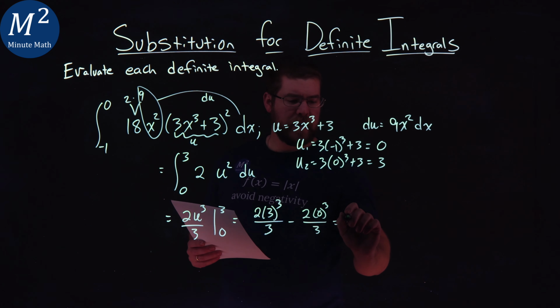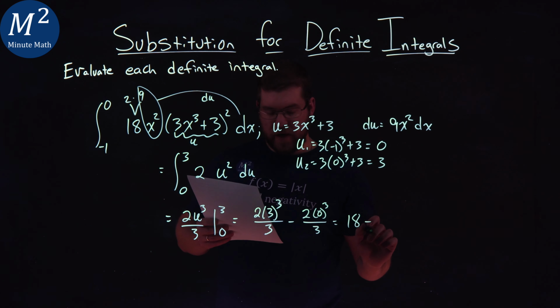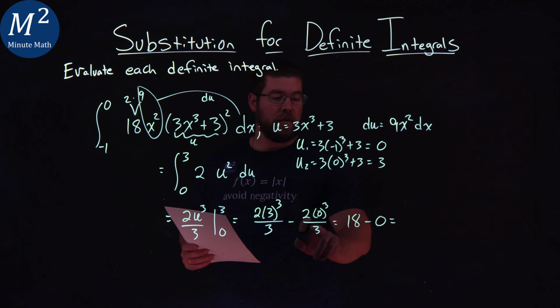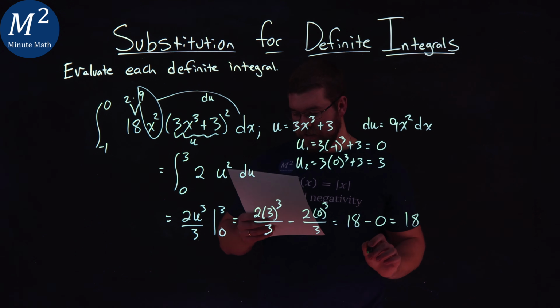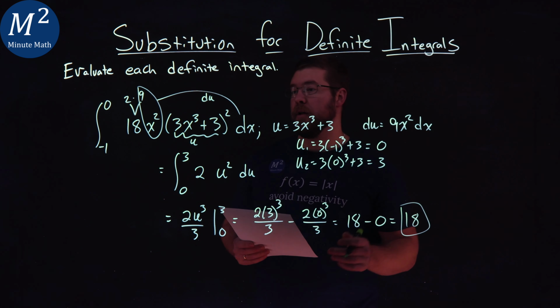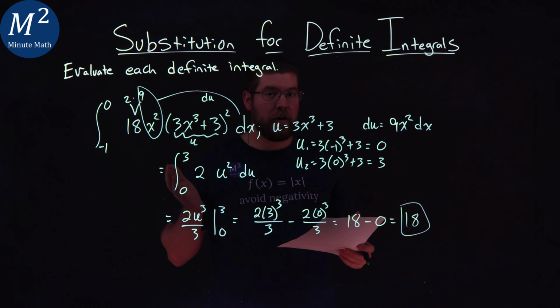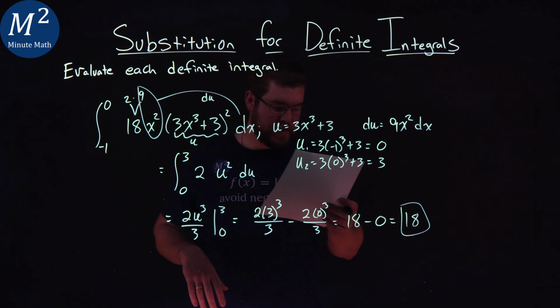This comes out to be 18 minus 0. This first part becomes 18, this part becomes a 0, 18 minus 0 is 18. And there we have it right there. Our integral, in terms of u, came out to be a final answer of 18.